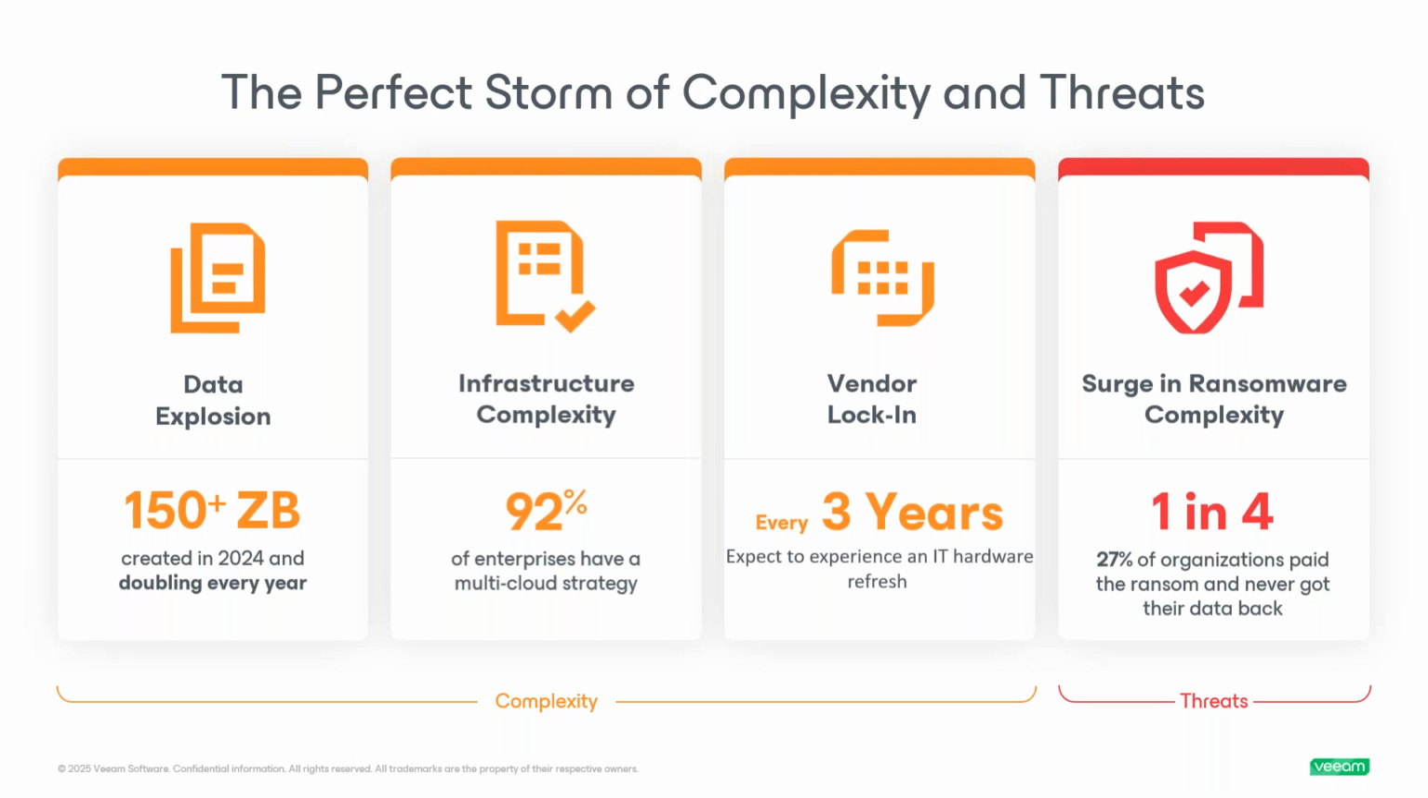Infrastructure complexity is another concern that a lot of customers go through, right? 92% of the enterprise customers we polled have a multi-cloud strategy, right? So they probably have some on-prem and some on the cloud. Sometimes they try to mirror these two together without success, because the on-prem and the cloud operations might be different. Applications run differently as well.